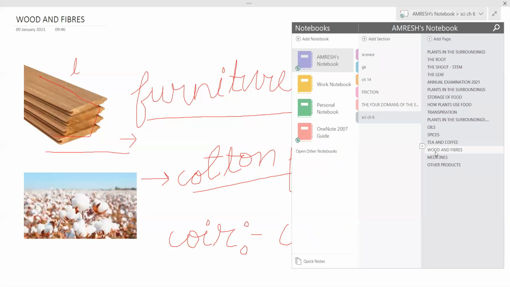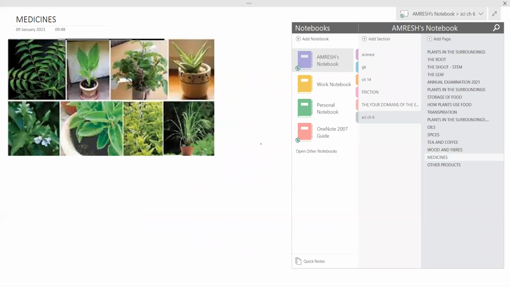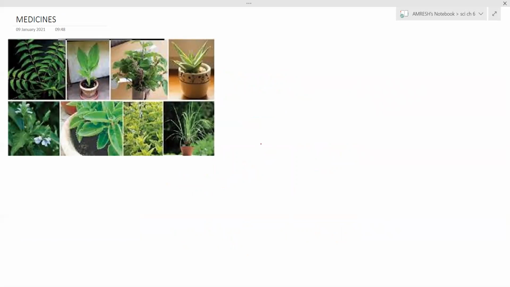So now my dear children, the next part that comes is medicine. You have heard the term Ayurveda, I hope so. It is our Indian medical science. Why is it called Indian medical science and why is it called Ayurveda? Because it uses the medicinal values of plants.